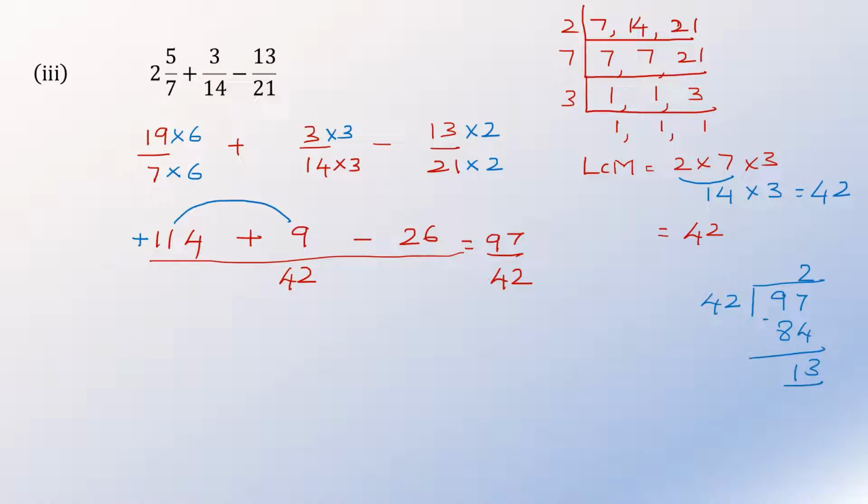So what do we get? We're going to use the quotient as a whole number, the remainder as our numerator, and the denominator is going to be the same. So now we have 2 13 by 42, which is our final answer.